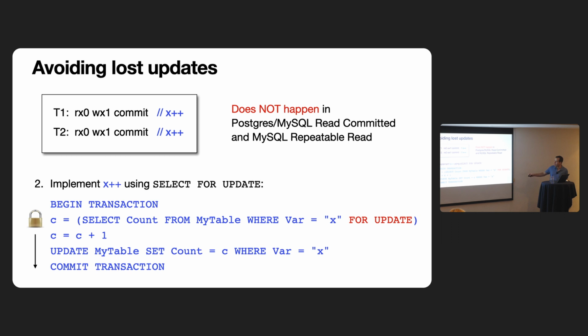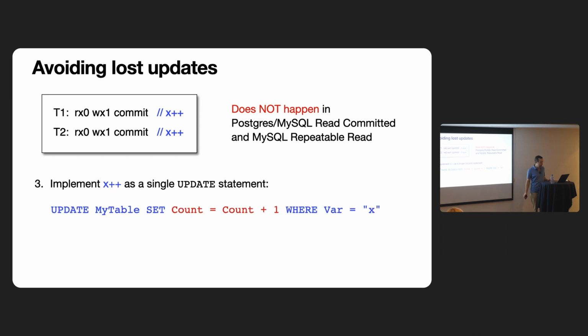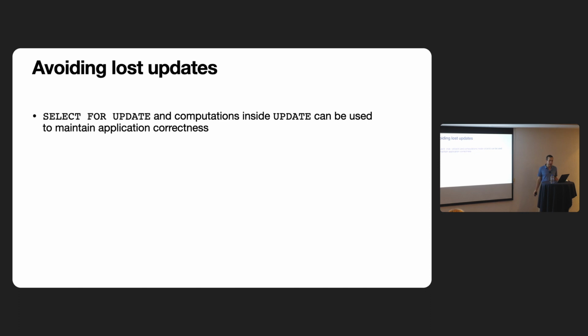In the implementation, the transaction will acquire an exclusive lock on this row, and it will hold it until it commits. This ensures that you will not get lost updates. And finally, if you have something as simple as an increment, you can do it inline in SQL. You can just say update this table, and for the row where the variable name is x, set count equals count plus one. And actually, in this case, lost update will not happen. So this is another thing that programmers can use to get more sensible behavior. You can use either select for update or these inline computations inside the update to maintain application correctness.